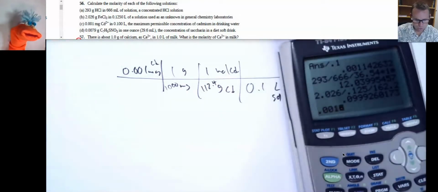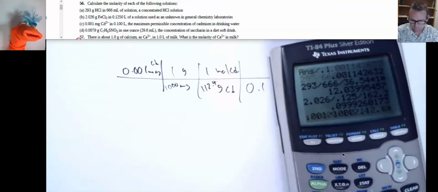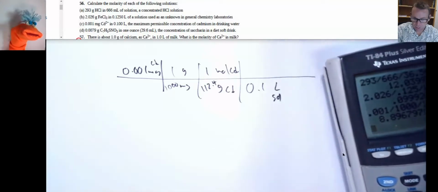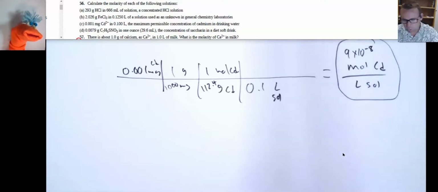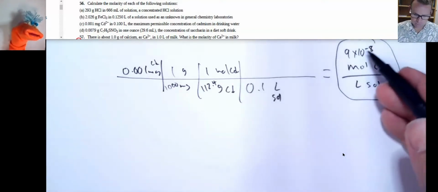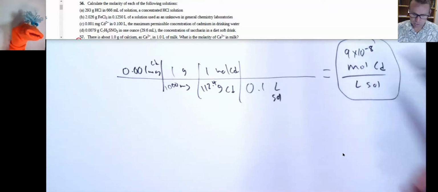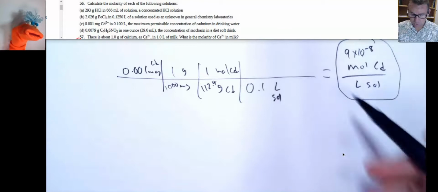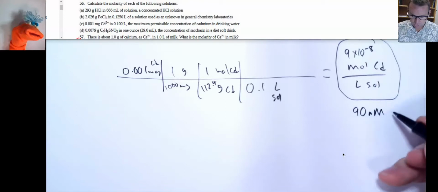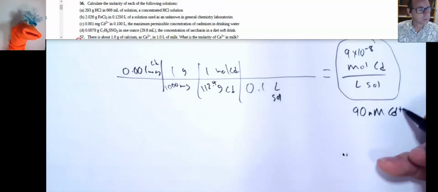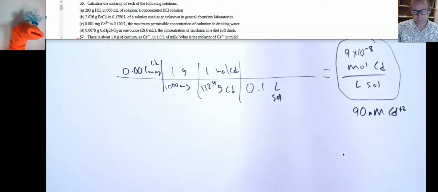So 0.001 divided by 1,000, divided by 112.4, divided by 0.1. So 8.9 or 9 times 10 to the minus 8 molar, that is. If I express that in nanomolar, I move this over 9 times, so it will be 90 nanomolar cadmium ion in solution. 90 nanomolar.